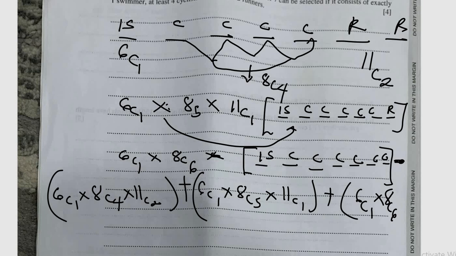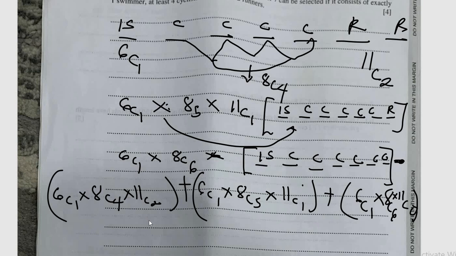Don't let us forget that since there's no room for swimmer in the last part, so it can be 11 combination 0, because at most 2 means 2, 1, and 0. That's the meaning of at most 2: 2, 1, and 0. At the end of the day, when you add them together, let's do our simple addition.